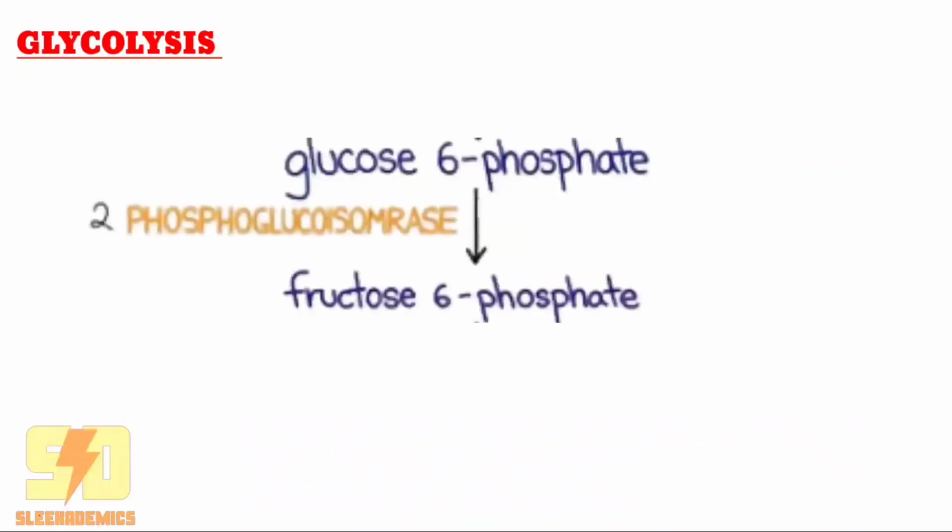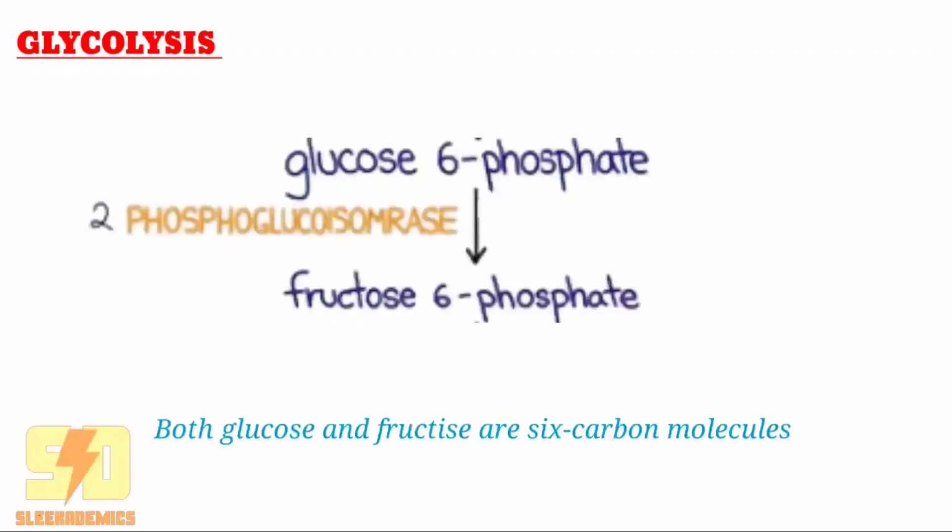Now we go to the second stage where the glucose 6 phosphate is further converted to fructose 6 phosphate, and this is overseen by an enzyme known as phosphoglucose isomerase, meaning glucose 6 phosphate and fructose 6 phosphate are the same 6 carbon. The only difference is a little bit of arrangement. So phosphoglucose isomerase, the enzyme, oversees the rearrangement of glucose 6 phosphate to fructose 6 phosphate.